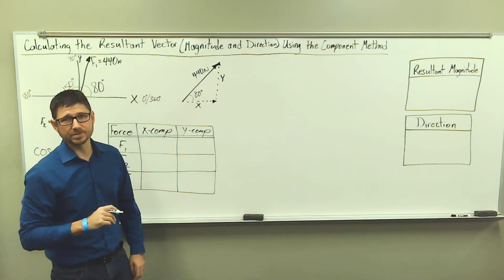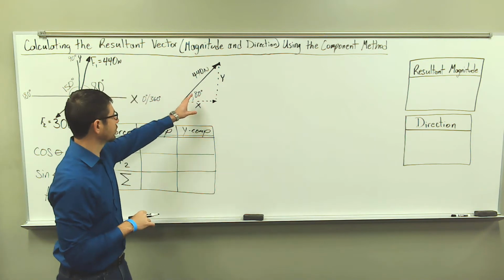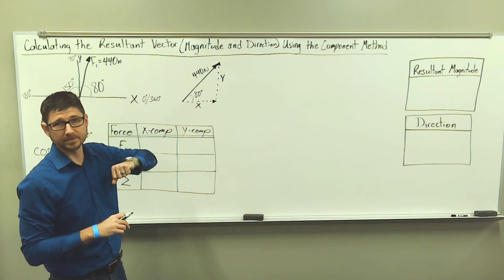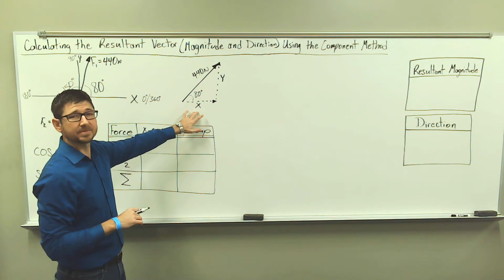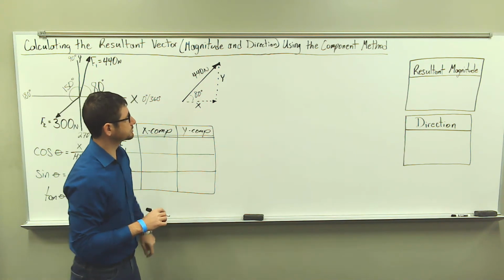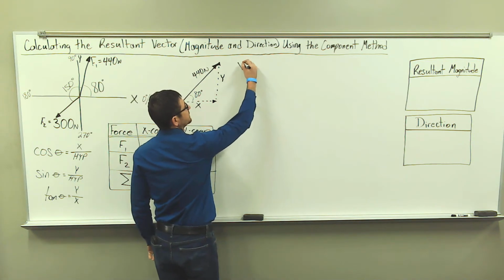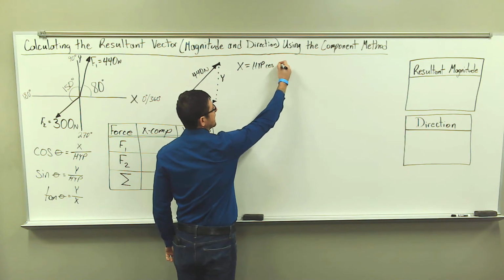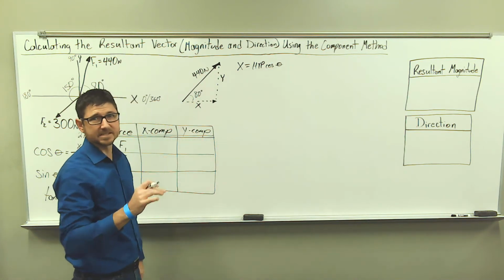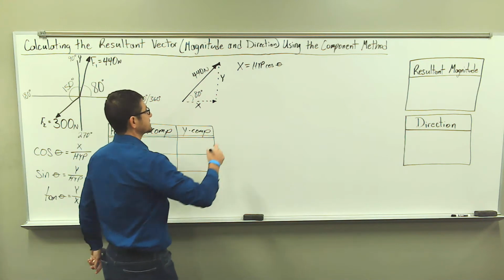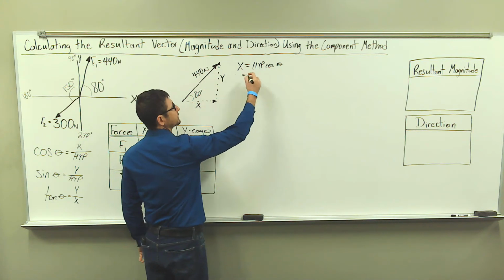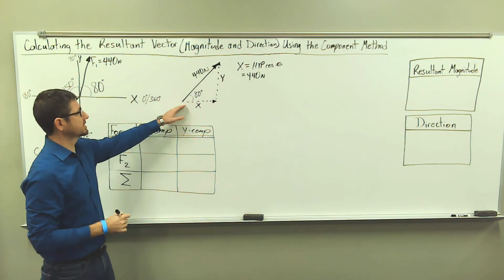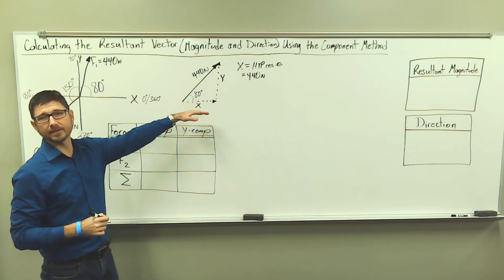Now what we're going to do is use vector resolution. So we are going to break this vector down into its x and its y component. So let's talk about the x component first. We know that the x component is equal to the hypotenuse times cosine of the angle theta. And this is our reference angle here. So my hypotenuse is 440 newtons, and it's positive because we're moving in a positive x direction.